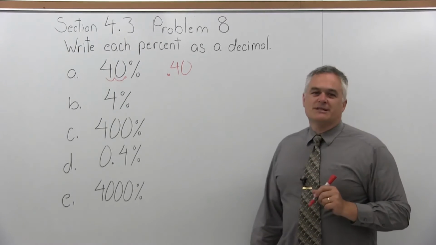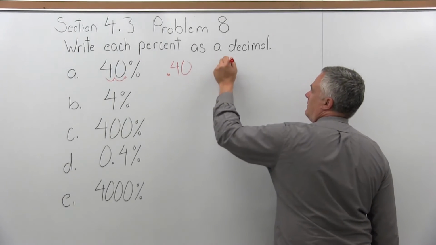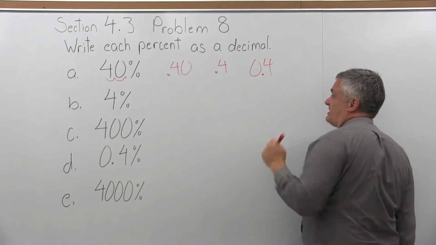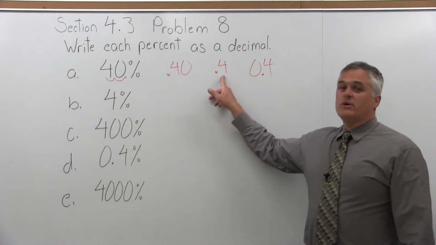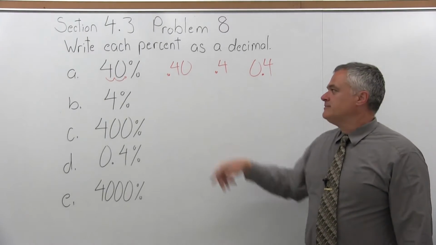Now, when a decimal ends in a 0, most people don't bother to write the 0, so you could say 0.4. Now, some people like to put a 0 in front, 0.4. I would probably write the 0.4, but 0.4 is 0.4. Most people wouldn't write 0.40.